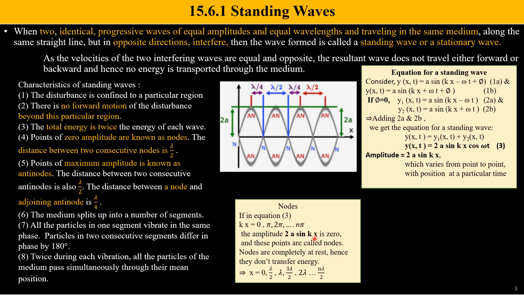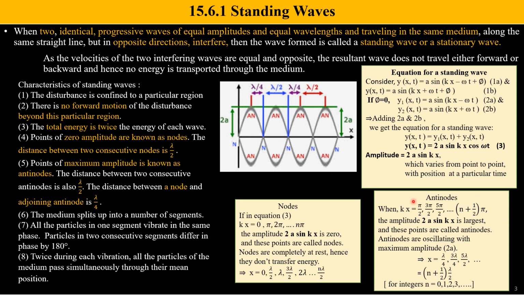The distances of nodes are given by x equal to 0. You see here x is 0, and here it is lambda by 2, and the third point is lambda, and then 3 lambda by 2, etc. These are the distances x for a node.